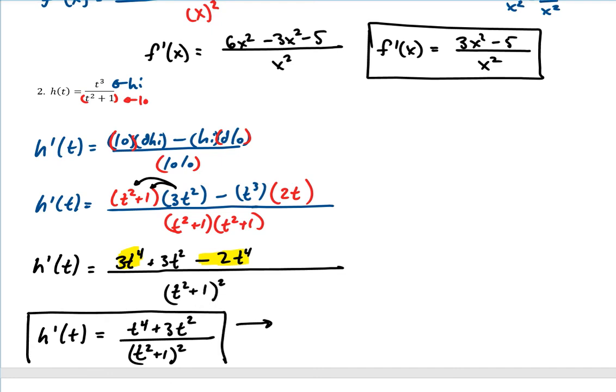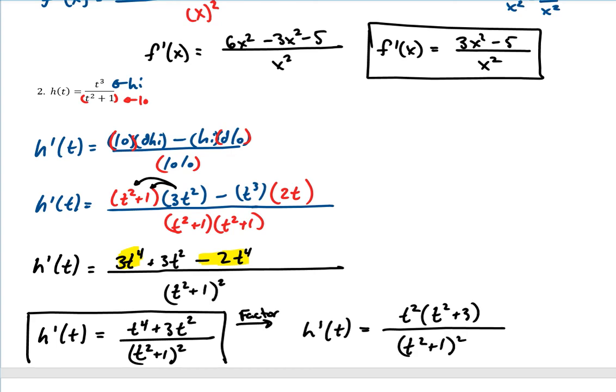This is fine. Sometimes, though, if you can, they like to factor. So notice t squared's in common. So we could have h prime of t is, so t squared I could factor out of these, and I'd be left with t squared plus 3. And then the denominator is fine, though, t squared plus 1 squared.